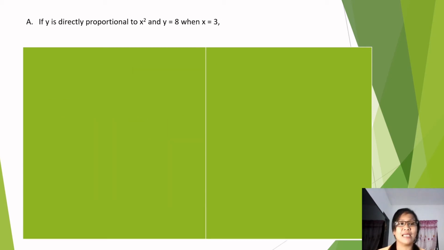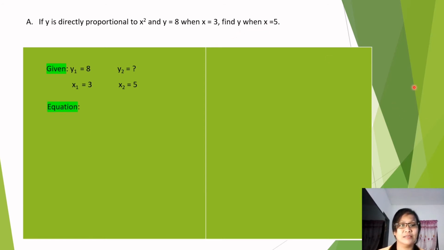If y is directly proportional to x squared and y is equal to 8 when x is equal to 3, find y when x is equal to 5. Given: y sub 1 is 8, y sub 2 is unknown, and x sub 1 is 3, x sub 2 is 5.